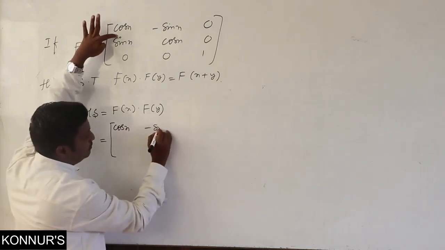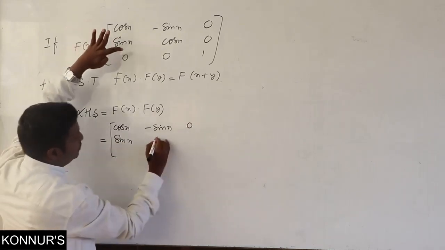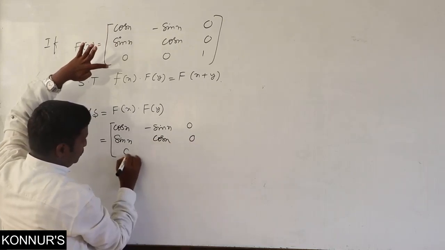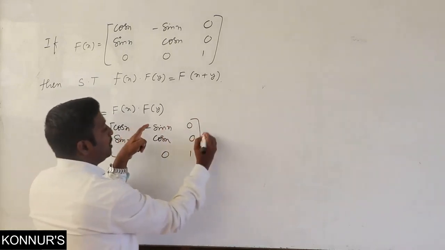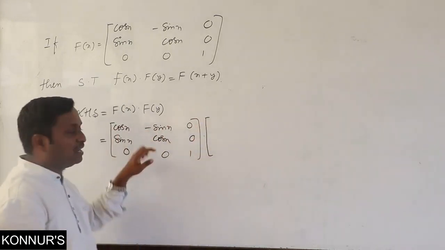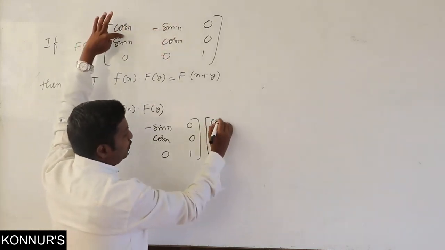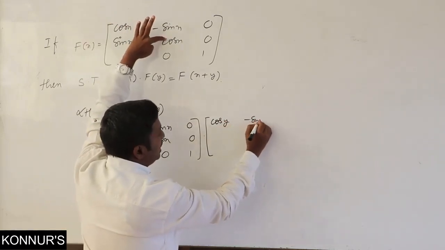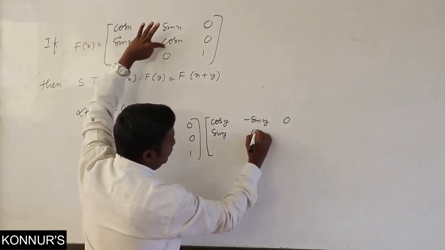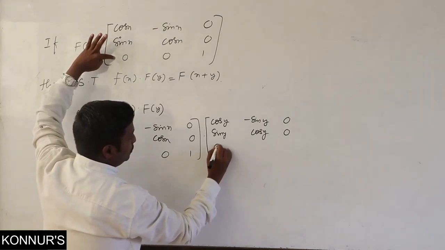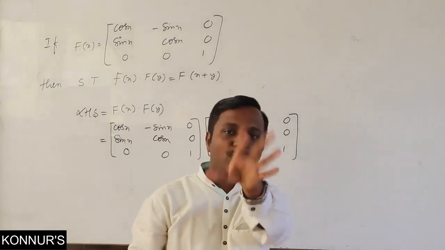Cos x minus sin x 0, sin x cos x 0, 0, 0, 1. This is f of x into f of y. F of y in the sense replace x by y in this matrix. This is the entire f of x matrix. Now f of y means cos y minus sin y 0, sin y cos y 0, 0, 0, 1. Just simply replace x by y. Simple.